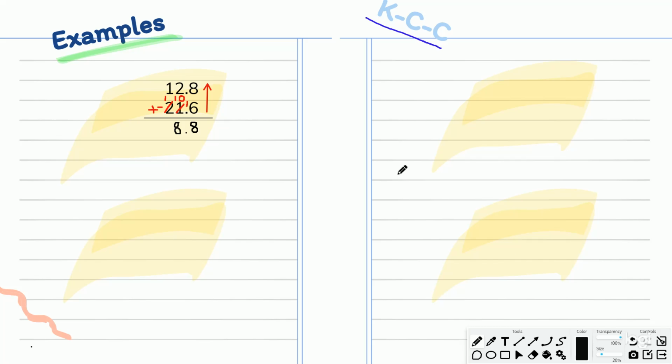Now I need to think about that third step. Do I have a decimal point? Yes, I do. And then I need to make sure if it's positive or negative. So since 21.6 was my bigger number and it was negative, I know that my answer is going to be negative as well because I take the sign from that bigger number. So my answer is 8.8.